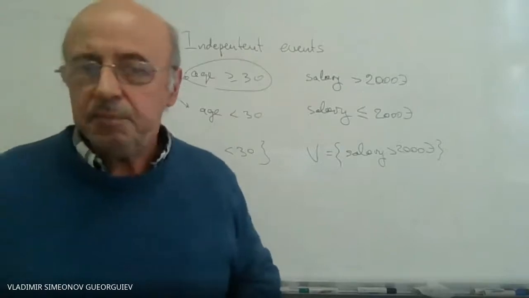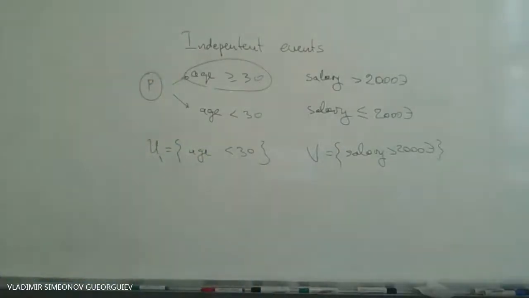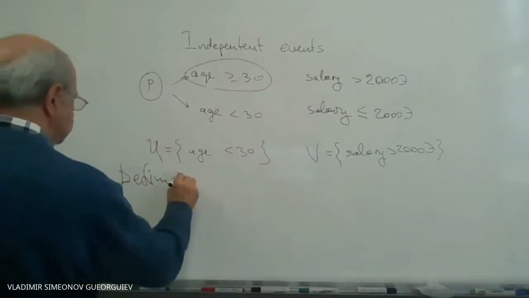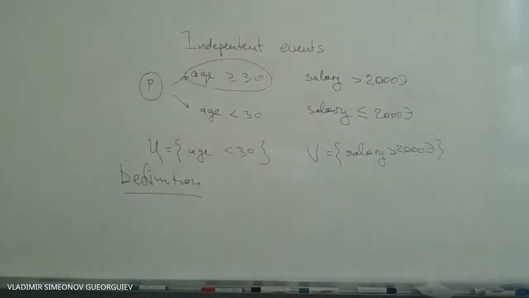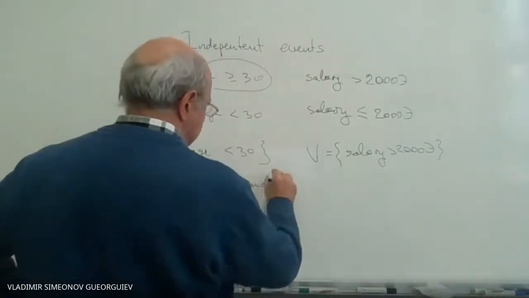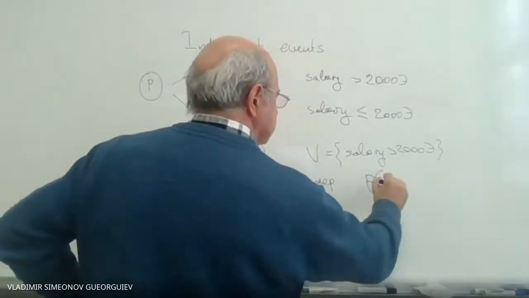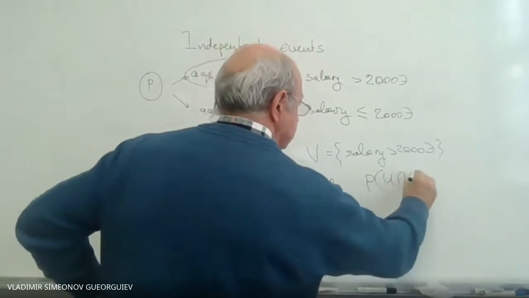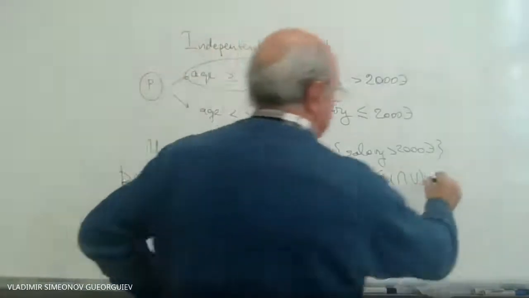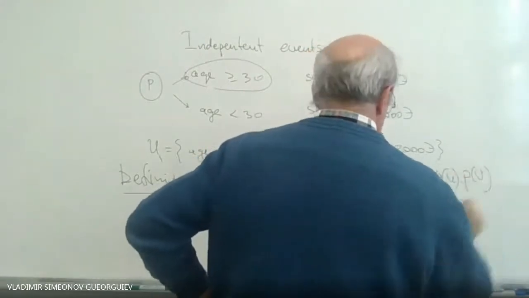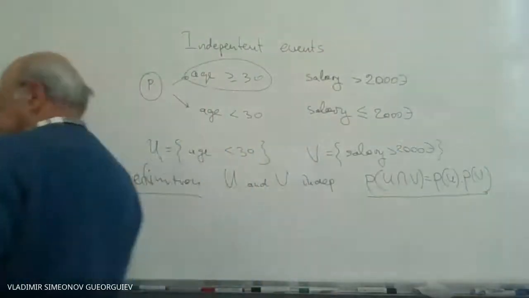How do we define independent events? And the definition is very simple. We have two events, U and V. They are independent when you take the probability of U intersected with V, and this is the probability of U multiplied by the probability of V. This is the test.